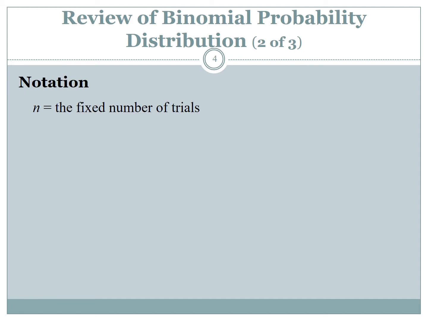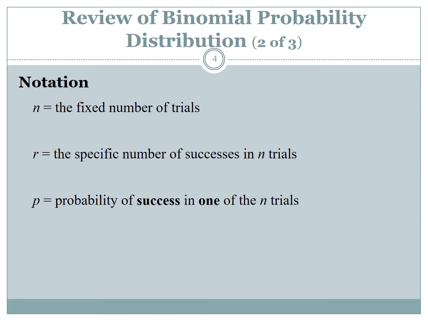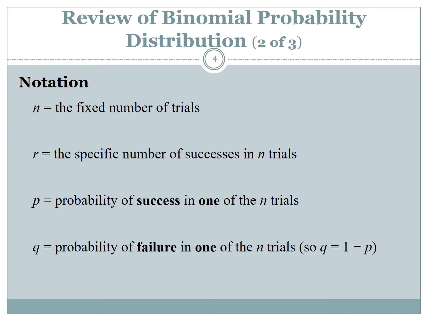In the binomial probability distribution, the notation requires several variables. One is n, which denotes the fixed number of trials; r, the specific number of successes in n trials; p, the probability of success in any one of the n trials; and q, the probability of failure, which would be the complement of p, which would be 1 minus p.